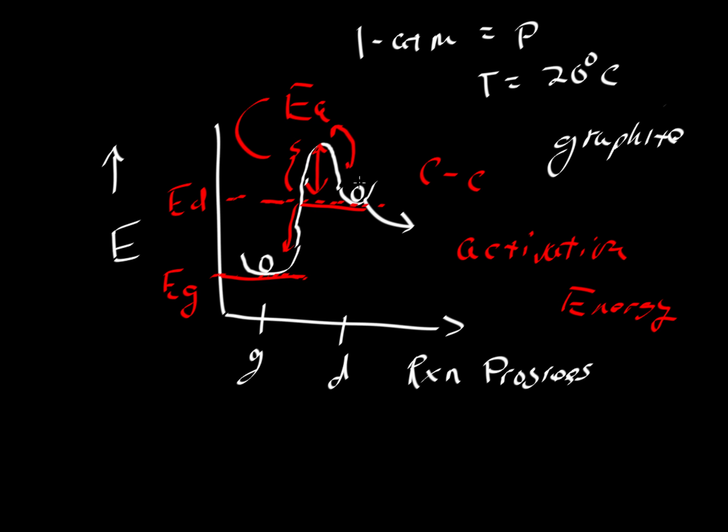Now, you can help diamond move over that energy barrier if you heat it up. So if you take the system from 20 degrees up to, let's say, 1,000 degrees or some other higher temperature, then you're going to have a greater chance of having it climb over that energy barrier and then falling into this lower energy well. Let's take another system. Well, rather the same system, but at different conditions.